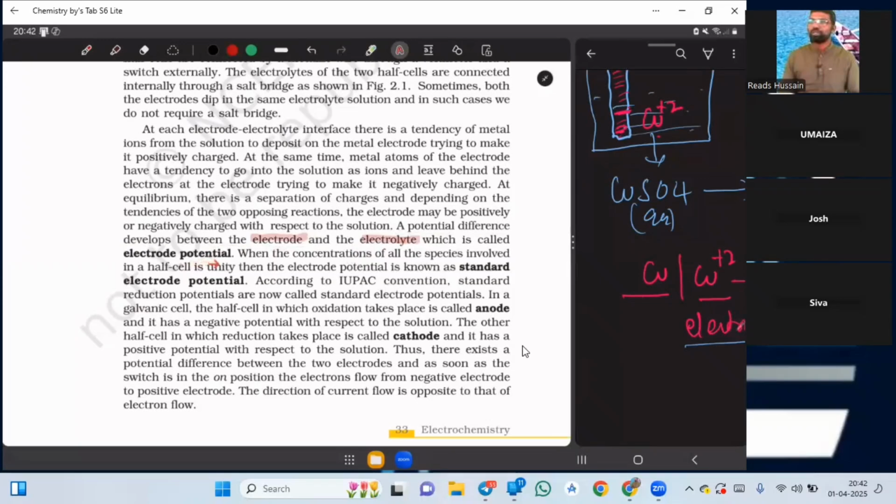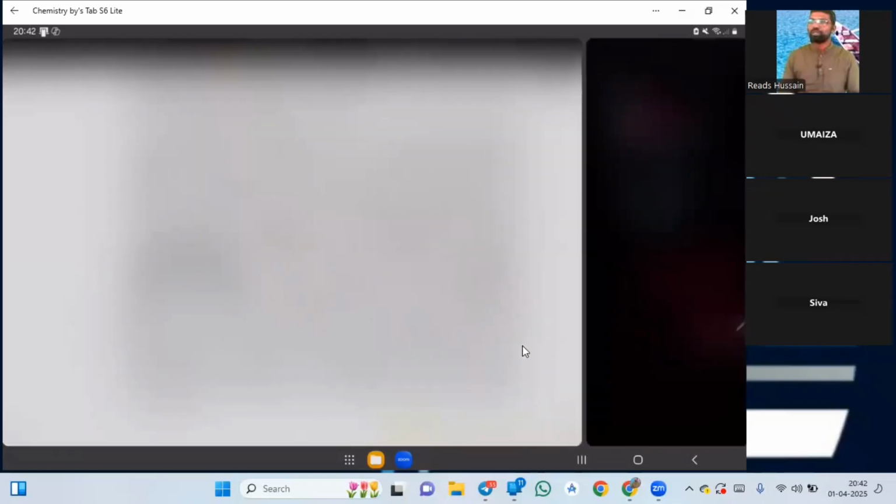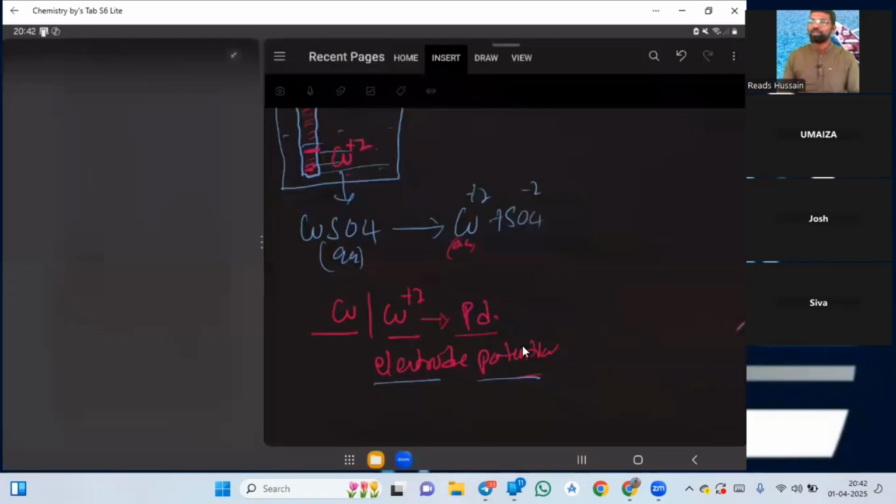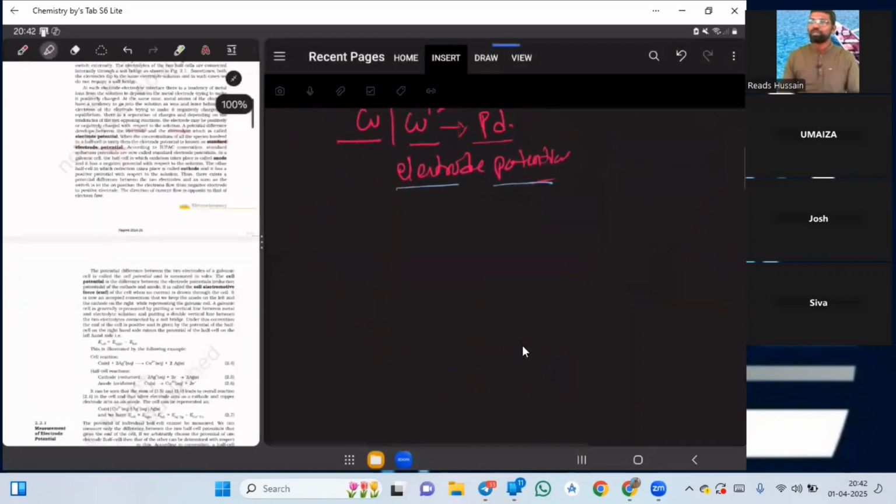I hope you understood this definition, because most of the students are unaware of what electrode potential is. So knowing these basic concepts is very essential. And similarly, here is one more point given. Standard electrode potential. So what does it mean? Just now we came to know what electrode potential is. Then what is standard electrode potential?